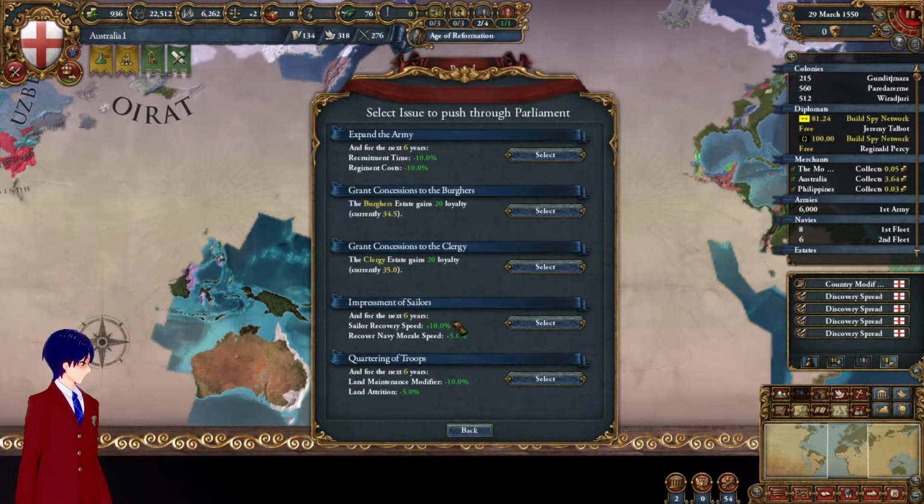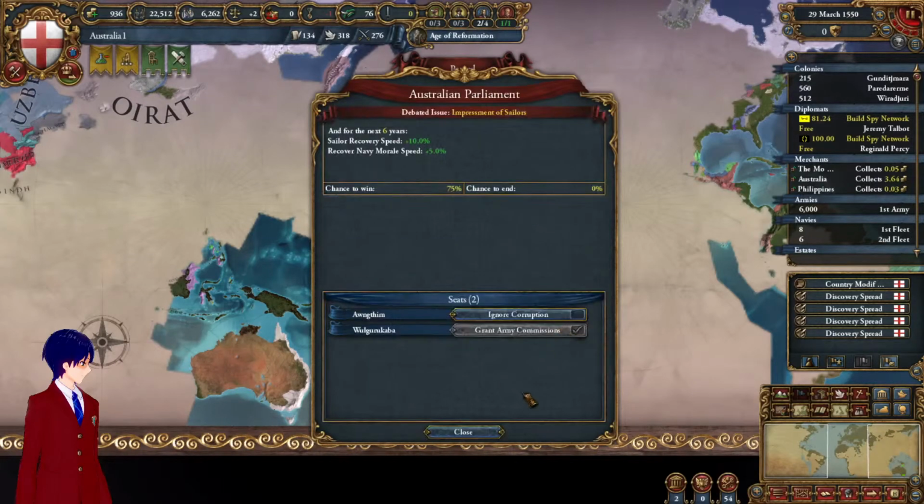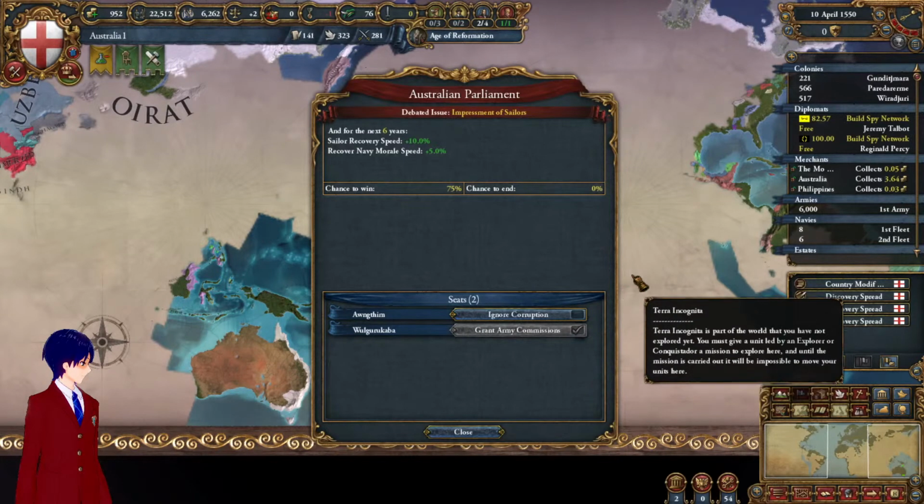Oh, we get them permanently. Oh, that's beautiful. And for the next year's 20 loyalty, I don't need that. I don't need any of these. Oh, that's annoying. We'll do that. I don't care if this passes.